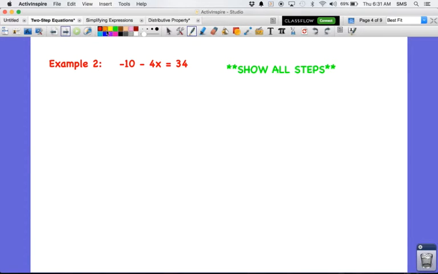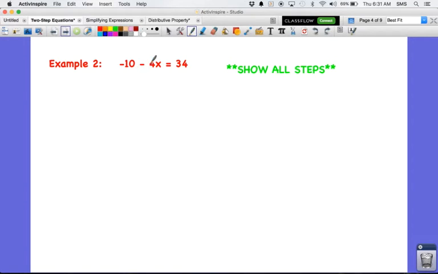So one thing with solving equations is whether you can do it in your head or not, it doesn't matter. You do have to show all the steps, and I want the work to look pretty much exactly like I'm showing it. So negative 10 minus 4x equals 34. My goal is to get this x by itself, which means I need to get rid of this negative 10, and I need to get rid of this negative 4 right here.